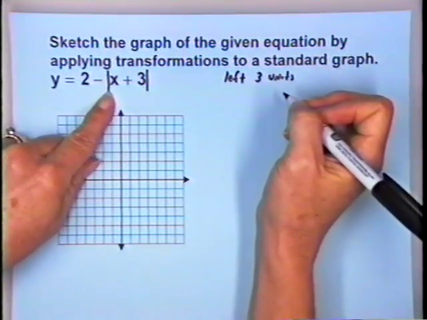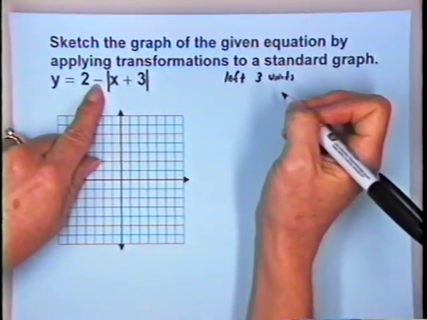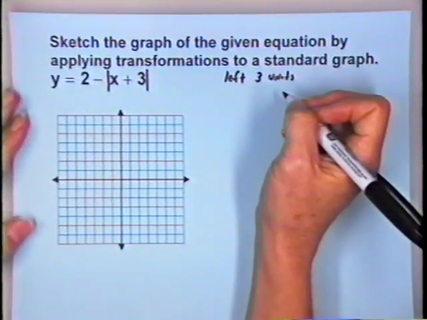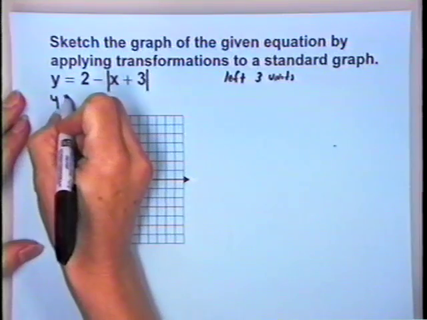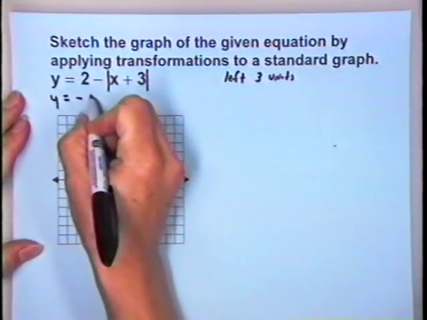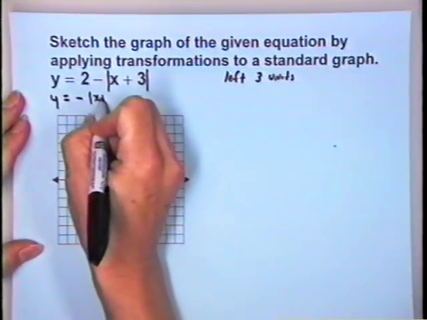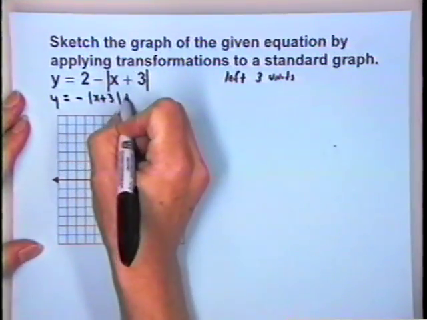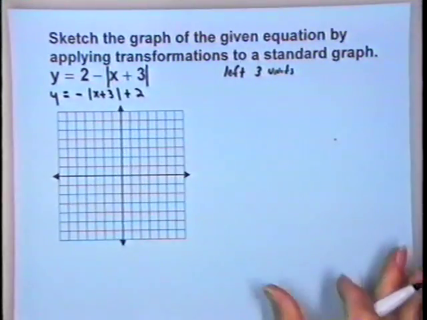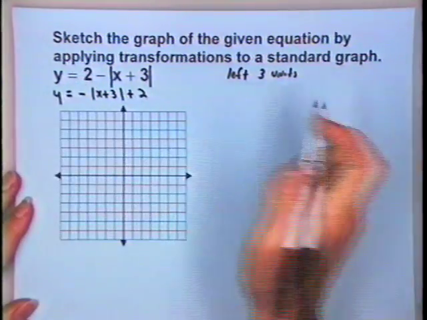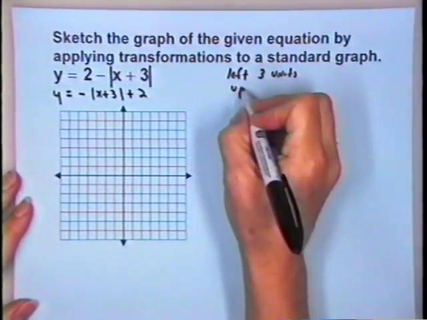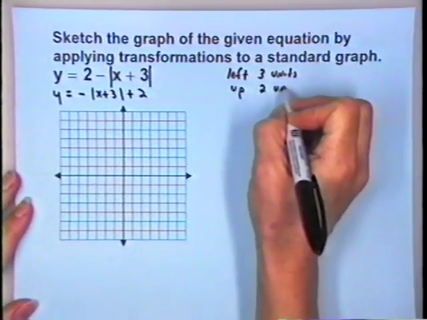Okay. Now, I'm going to talk about this negative in a minute, and I've got this 2 here. I want you to notice that you could rewrite this equation, y equals minus the absolute value of x plus 3, plus 2. Okay? So what's that 2 doing? Notice that's like a plus 2 there. That's going to do what? That's going to shift us up 2 units.